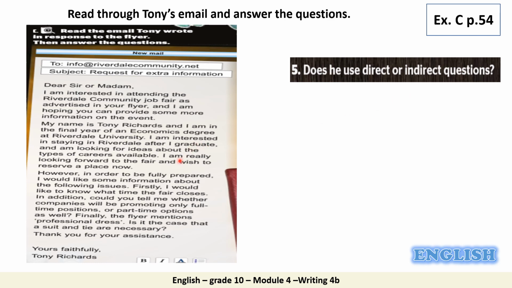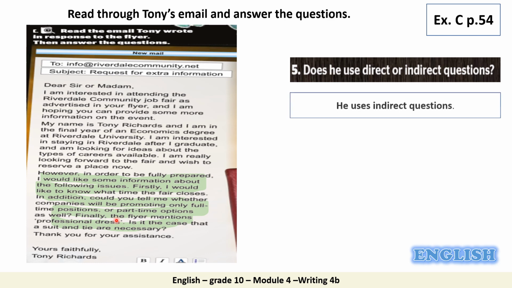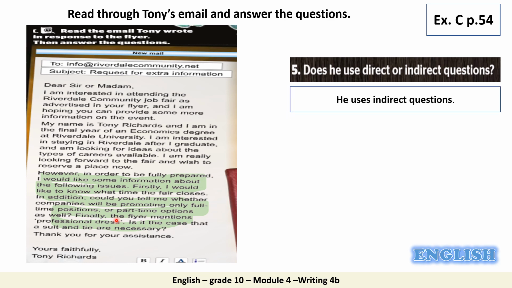Let's all look at this paragraph and figure out the type of questions. I would like some information. I would like to know what time the fair closes. Could you tell me whether companies will be promoting only full-time positions or part-time options? What is the type of the questions asked? Excellent. It is indirect. He uses indirect questions. Well done, everyone. Moving on to the next question.